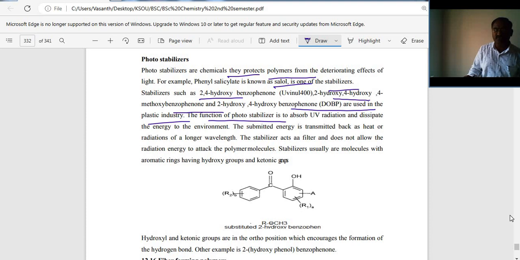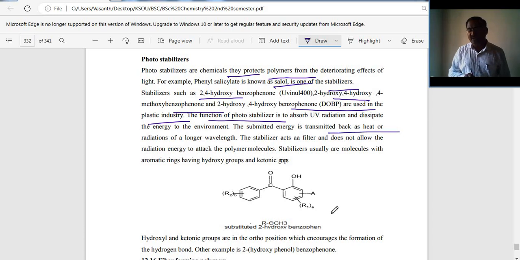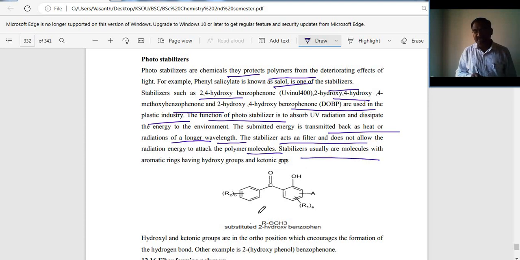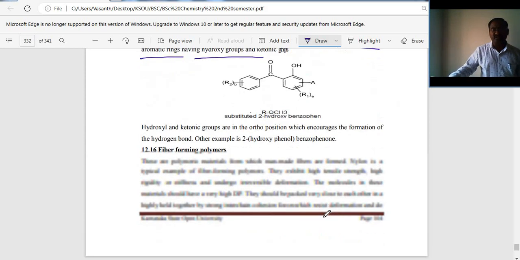The function of a photo stabilizer is to absorb UV radiation and dissipate the energy to the environment. The absorbed energy is transmitted back as heat or radiation of a longer wavelength. The stabilizer acts as a filter and does not allow the radiation energy to attack the polymer molecules. Stabilizers usually are molecules with aromatic rings having hydroxy groups or ketonic groups.